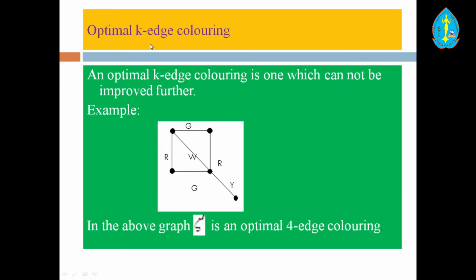Optimal k-edge coloring. An optimal k-edge coloring is one which cannot be improved further. That is, a proper coloring cannot be improved further. Here consider this example. This is an optimal k-edge coloring. We need 4 colors to color this graph, and it is also a proper coloring. So we cannot give more than 4 colors for this graph.